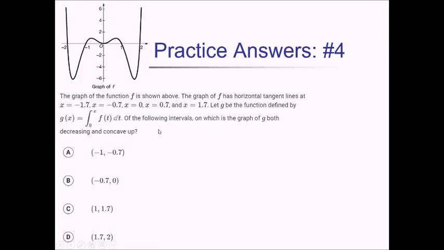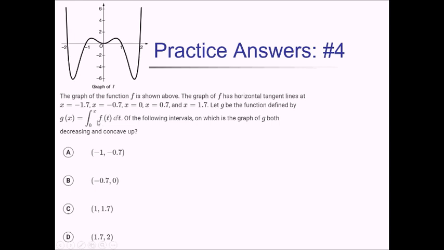For this problem, we're given the graph of f and also a whole bunch of locations of horizontal tangent lines, which is basically telling us where the graph is turning around. G is defined as the integral from 0 to x of f of t. We want to know where g, the graph of g, is both decreasing and concave up. So in order to figure out what the graph of g is doing, it would be helpful to know what g prime is doing. So g prime, that's going to be the derivative of all of this.